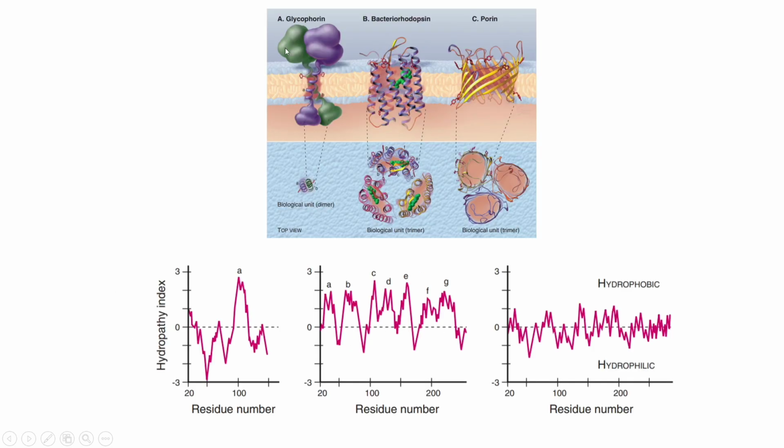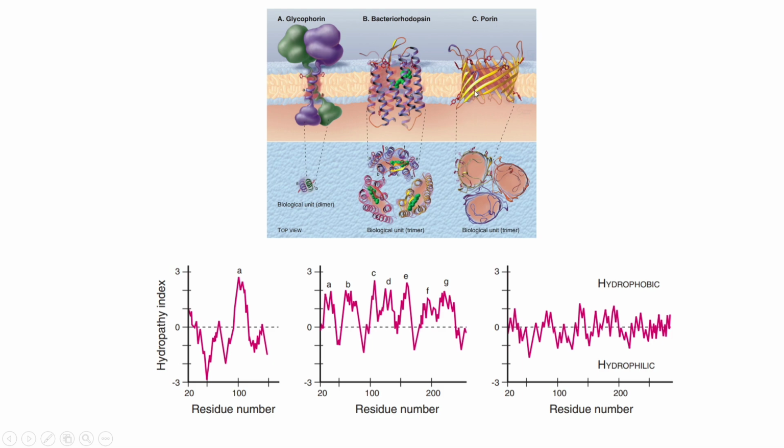Now let's see. So this is an example of glycophorin. Glycophorin makes a dimer. It is a biological unit of dimer, I have already mentioned, and scientists found one peak in the single subunit of glycophorin. Each subunit contains one peak. And bacteriorhodopsin is one example of a multipass or 7 transmembrane protein. Here you can find 7 peaks of alpha helices.